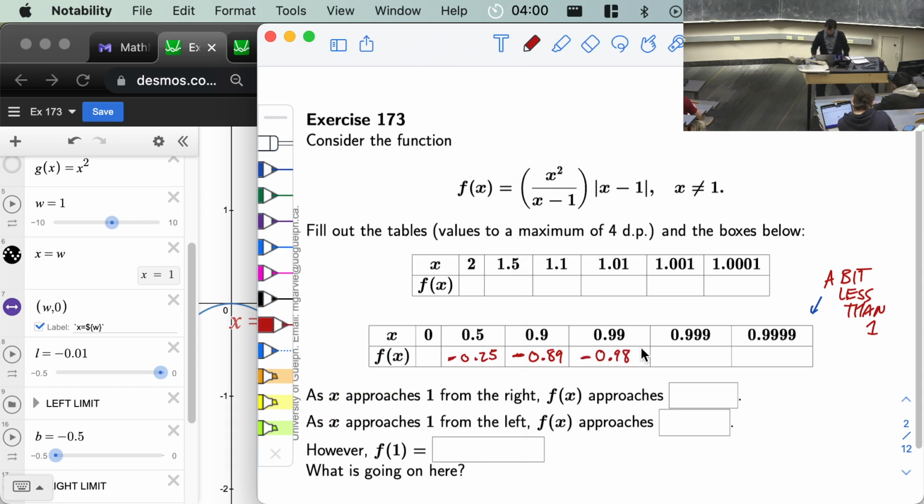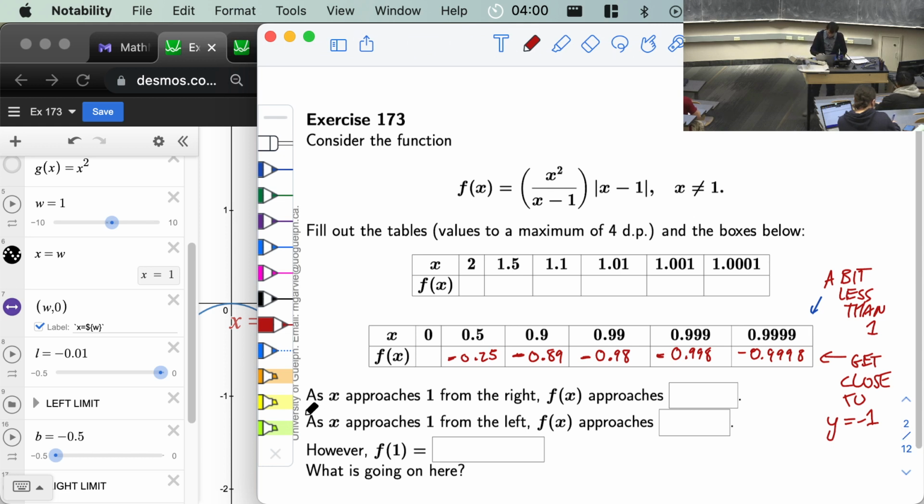0.98. Okay? And what you should notice is that the y values are getting closer and closer to something. If you kept doing this, you would get -0.998, -0.9998. They're getting closer and closer to -1. So these get close to y equals -1. As the x values get closer to 1, the y values get closer to -1.